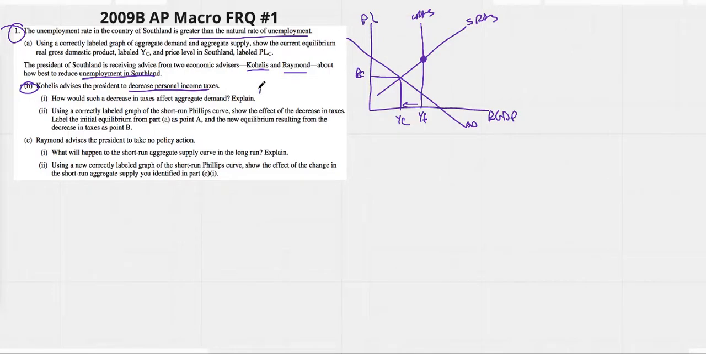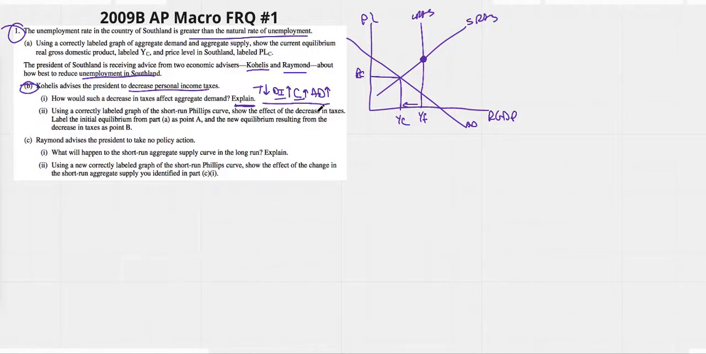Anytime we're talking about a reduction in taxes, I always like to talk about disposable income in my explanation. When taxes go down, do people have more money if they pay less taxes? Yes, they do, right? So they'll have more disposable income. Disposable income goes up. That means consumption's going to go up, and consumption is a determinant of aggregate demand, right? So aggregate demand would also go up. Easy enough.